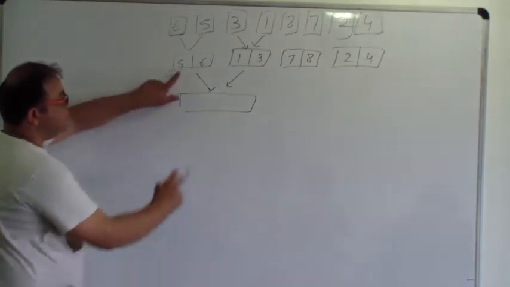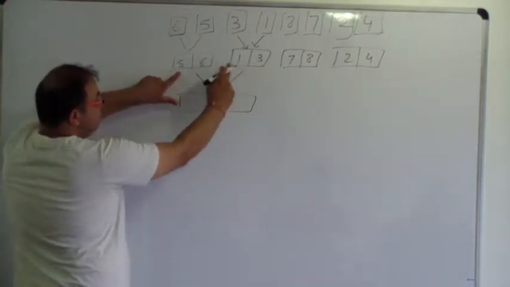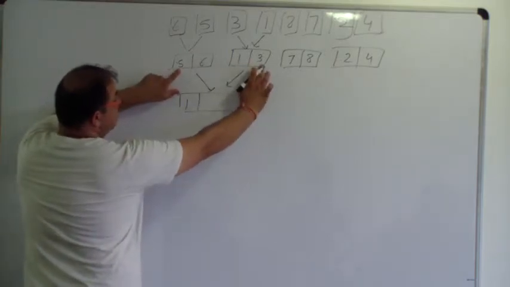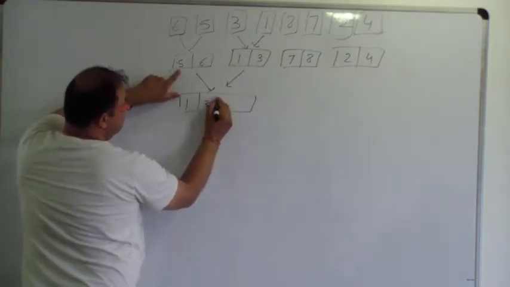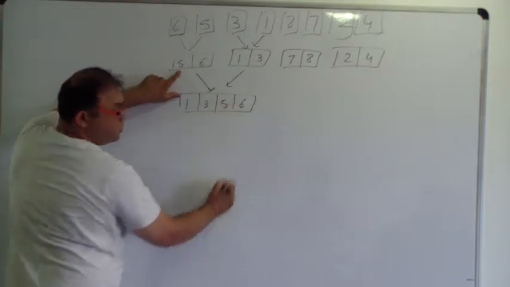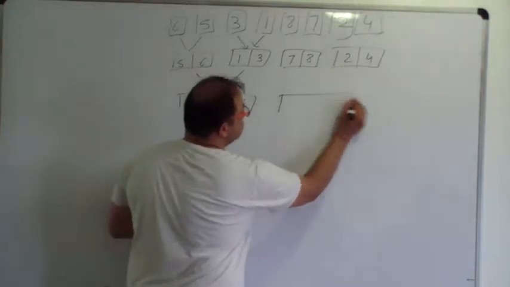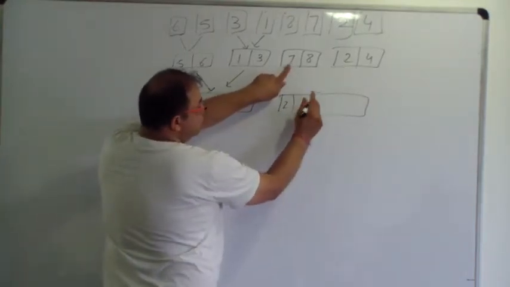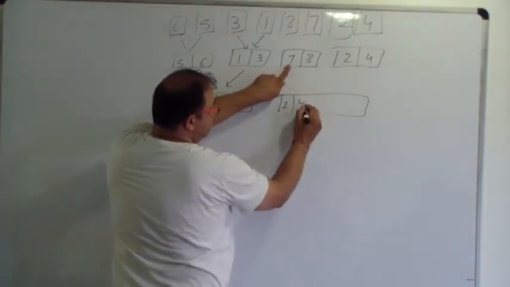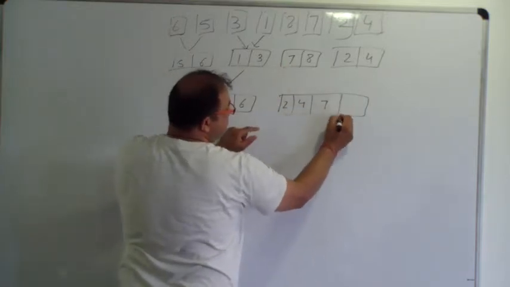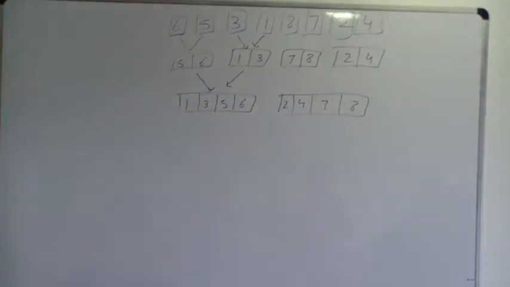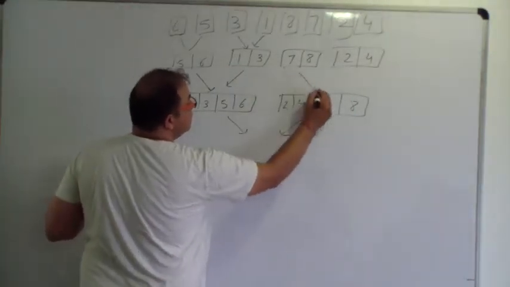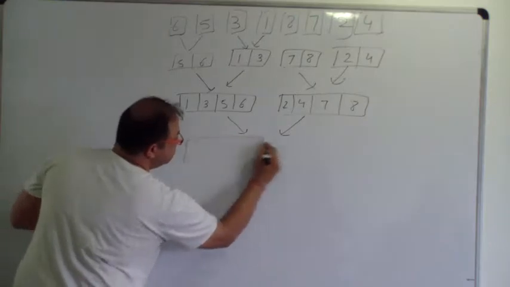Then you merge these two. You start from here, 1 is smaller, so 1 will come, and then 3 and 5, so 3 will come, then 5 will come, and 6 will come. Out of these two, 2 and 7, 2 is smaller, 2 will come, 4 and 7, 4 is smaller, 4 will come, and then 7 and 8. And then you merge these two.